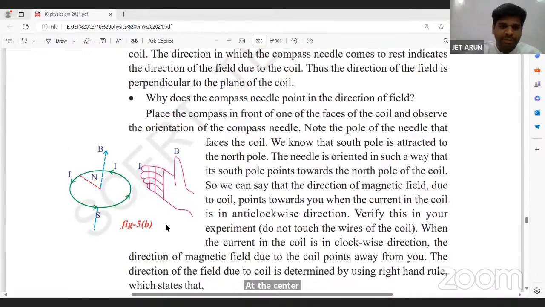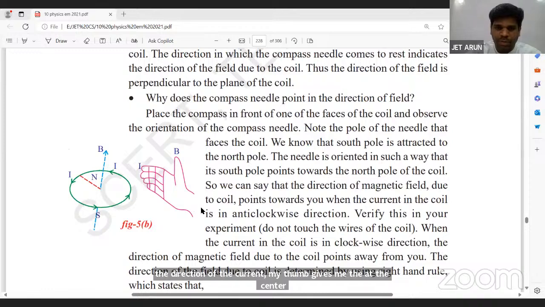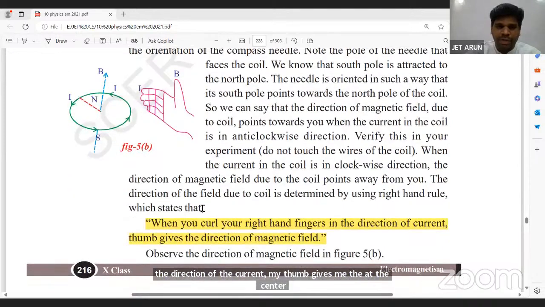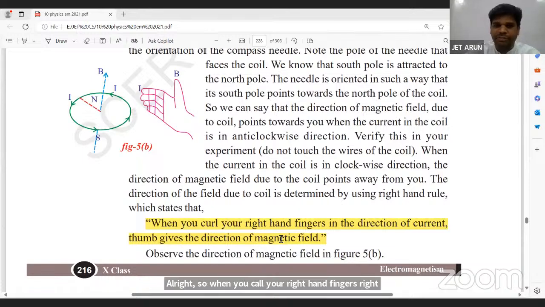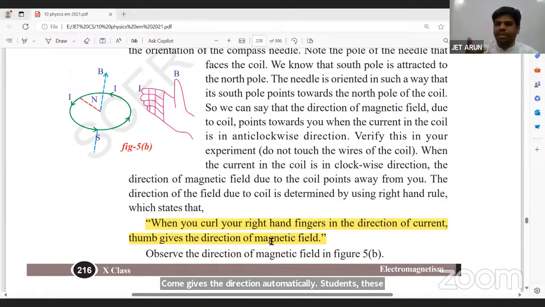All right, this way, figure 5b. If I curl my fingers in the direction of the current, my thumb gives me the direction of the magnetic field at the center. So when you curl your right hand fingers in the direction of current, thumb gives the direction of the magnetic field. Students, these are all mnemonics, visual mnemonics. Mnemonics are some kind of way to remember how to conclude magnetic field lines.